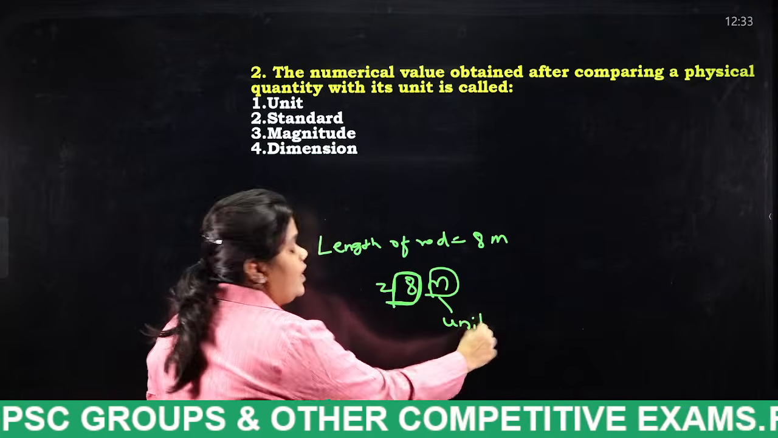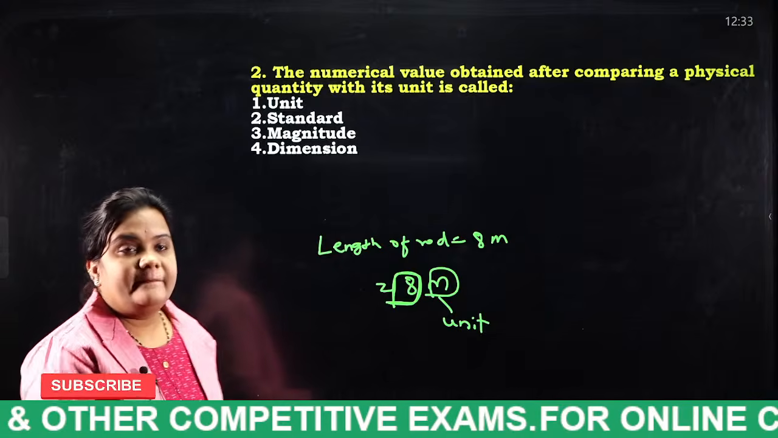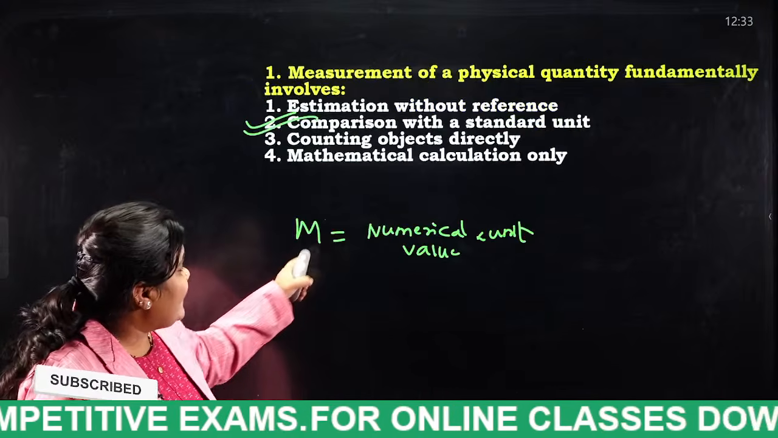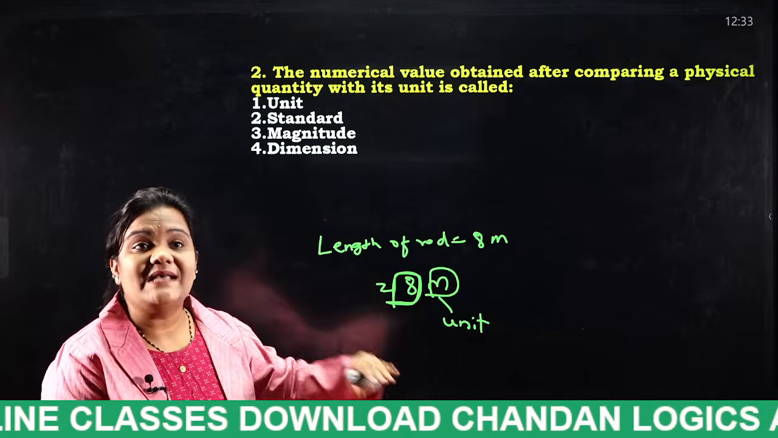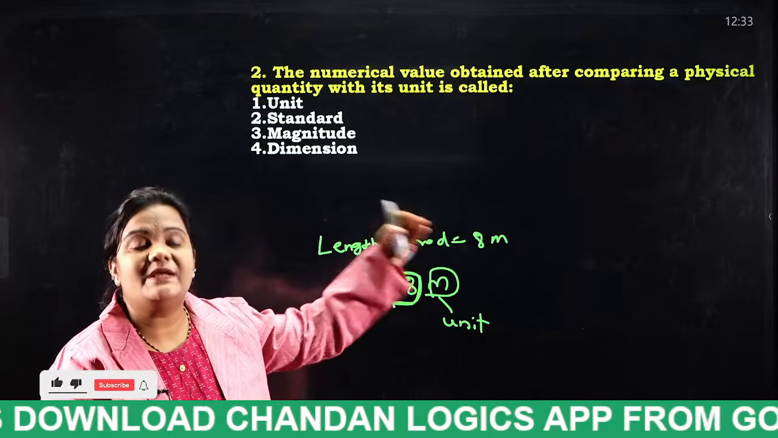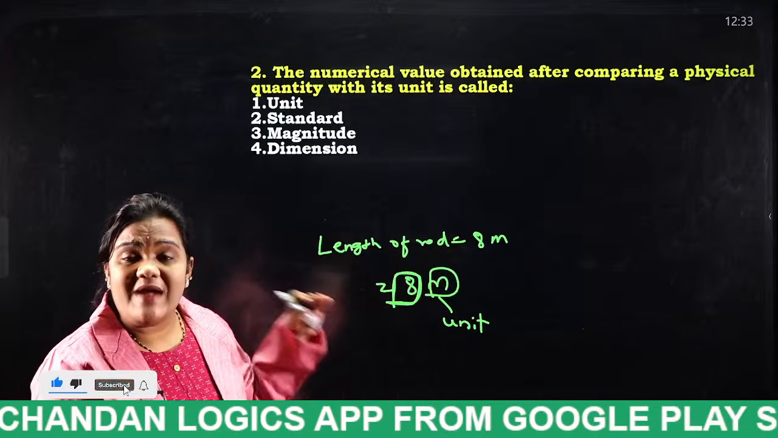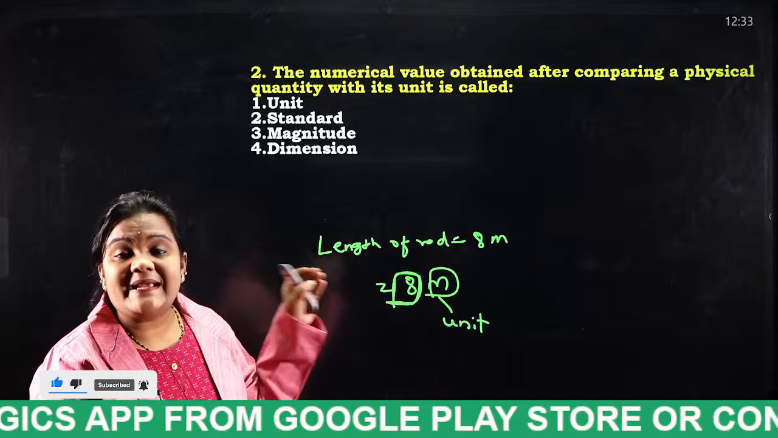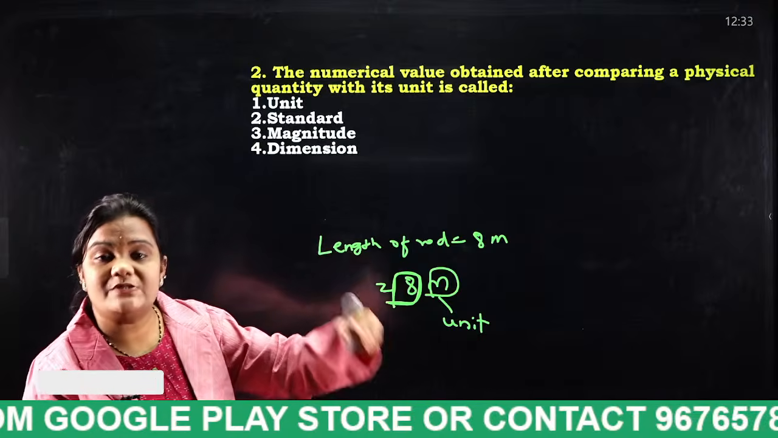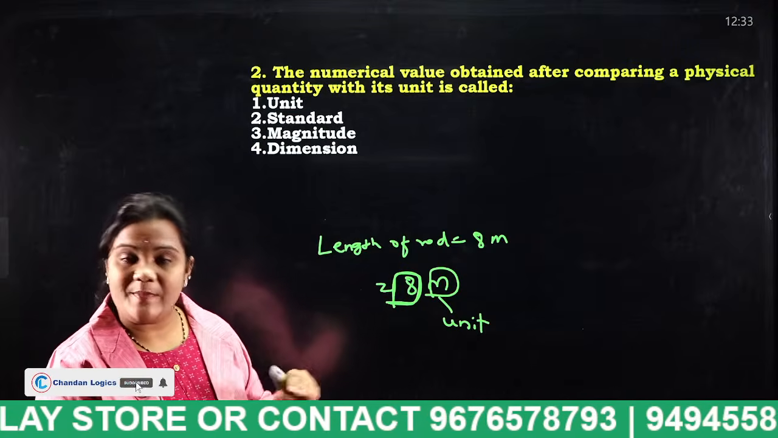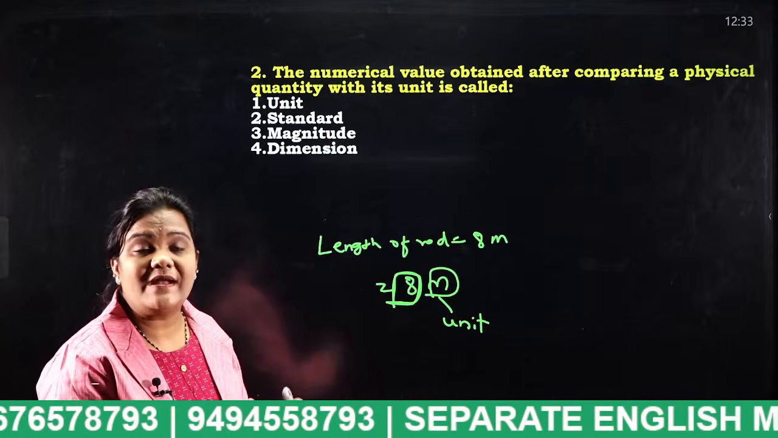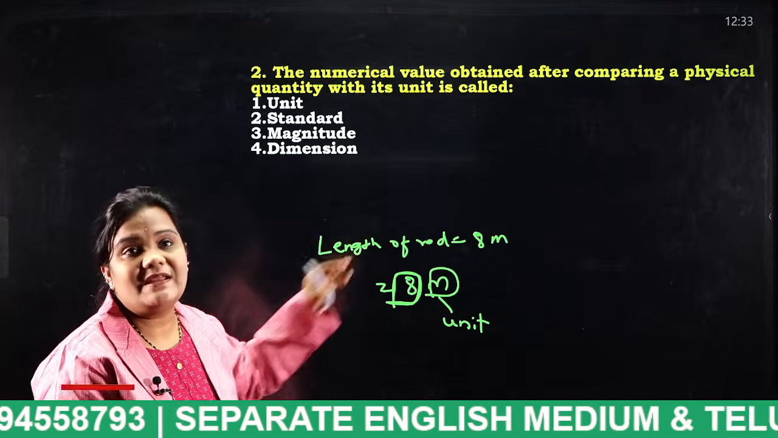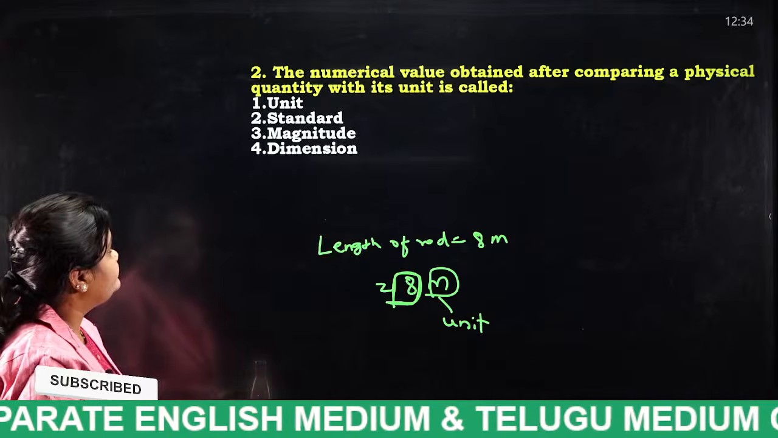I have told you already. This numerical value is considered as magnitude. I have told you in the beginning of the session. When we are comparing, in a comparison process, after measuring, we will get a certain numerical value, and that certain numerical value is known as what? Magnitude. Very, very important. Next.